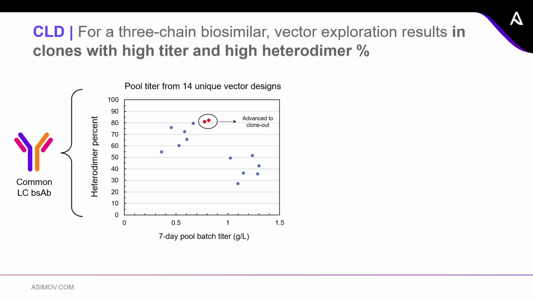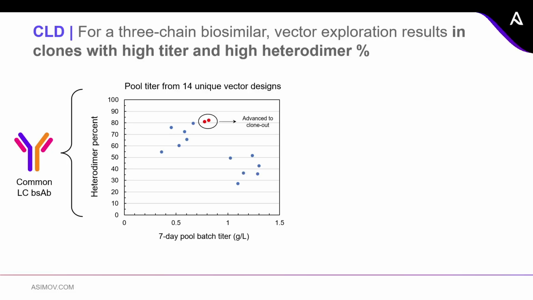And so with this example, we were doing the cell line development process where we had this 3-chain biosimilar that had 2 objectives. We need to maintain high heterodimer percent while also maximizing the titer. And so you can see here, this is an example of what we did where we generated 14 different vector designs from our Kernel software.